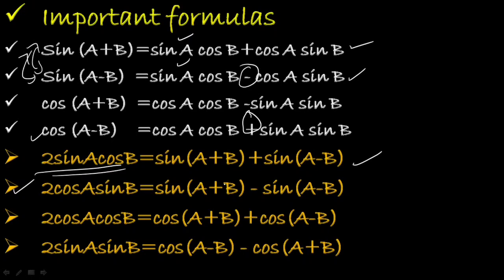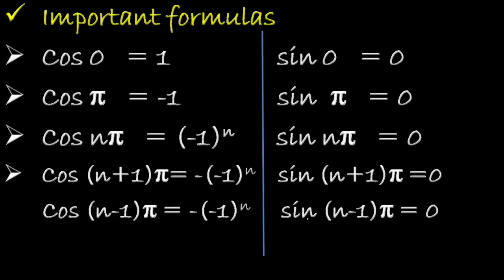Subtract these two. That is sin of a plus b minus sin of a minus b gives you 2 cos a sin b, whereas 2 cos a cos b is nothing but adding these two, which is equal to cos of a plus b plus cos of a minus b, whereas 2 sin a sin b is nothing but cos of a minus b minus cos of a plus b, subtracting this from this. So remember these formulas.